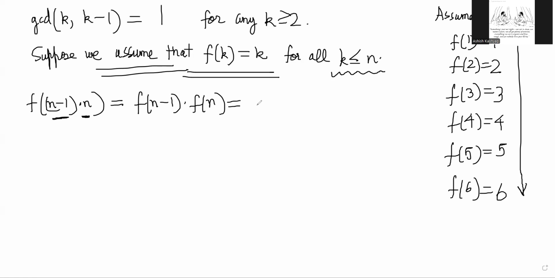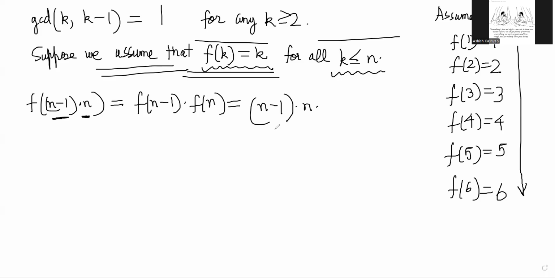So that will be equal to n minus 1 into n, right? Basically, we have assumed strong induction. So all of f of 1, f of 2 till f of n is n. That we have already assumed in the first step, right? So this is coming as this. f of n minus 1 into n is equal to n minus 1 into n.